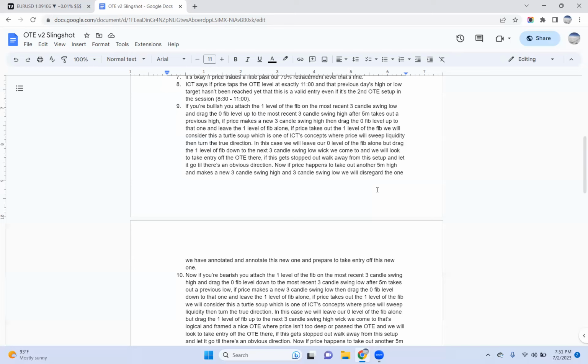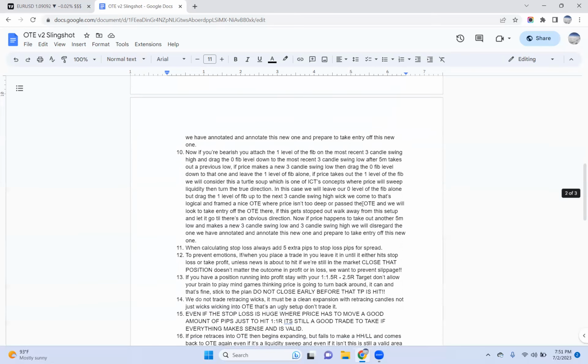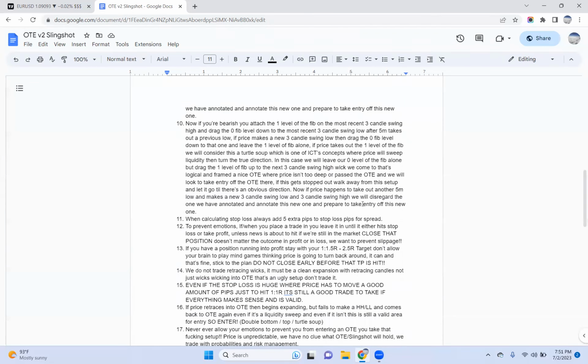Now, if price happens to take out another 5 minute or another old high and makes a new 3 candle swing high and 3 candle swing low, we will disregard the one we have annotated and annotate this new one and prepare to take entry off this new one. Okay, so this is like if you want to allow yourself a third loss, which we're not going to be doing with this back test. This is if you want to allow yourself a third loss. Now, this next rule is the same thing, just vice versa. So you could just take that and flip it. But I'm going to move to the next rule.